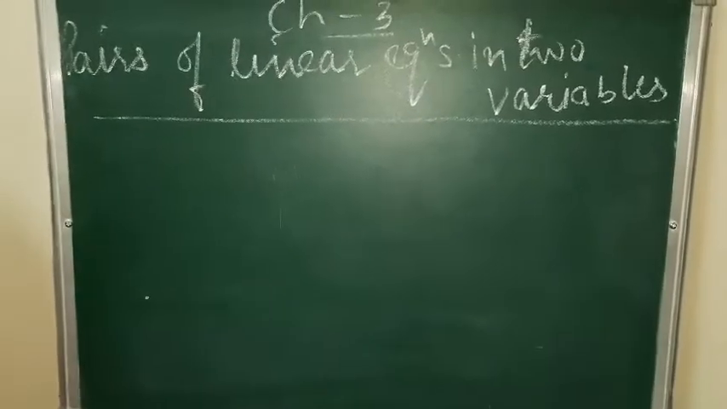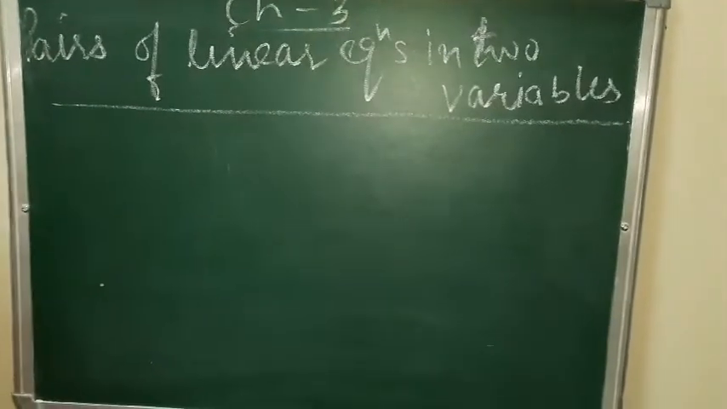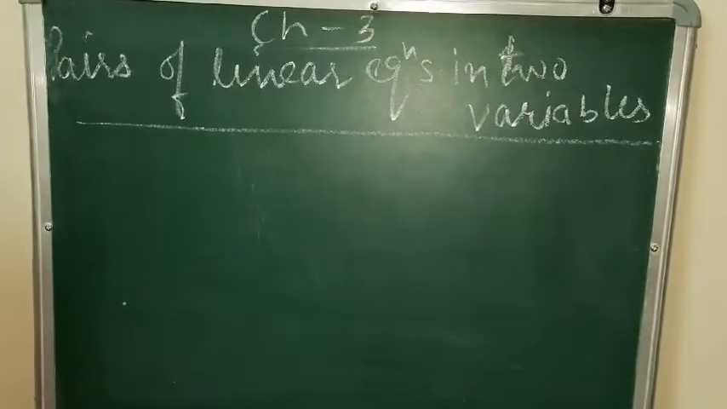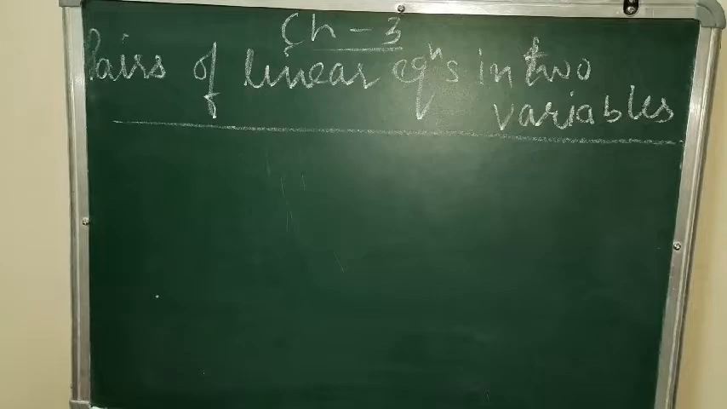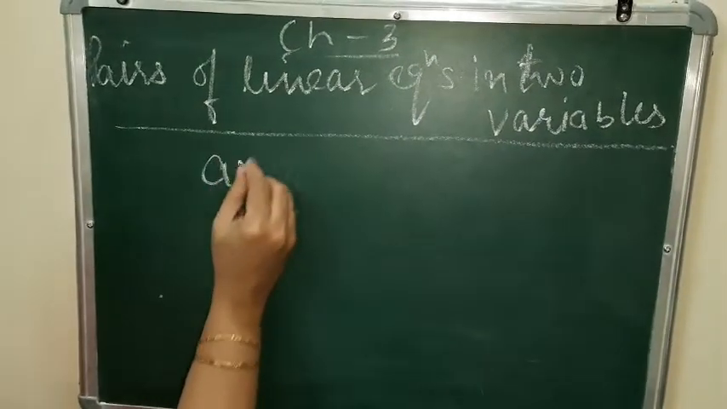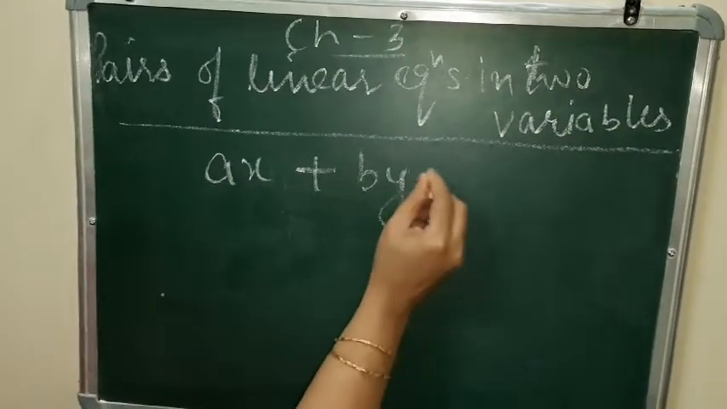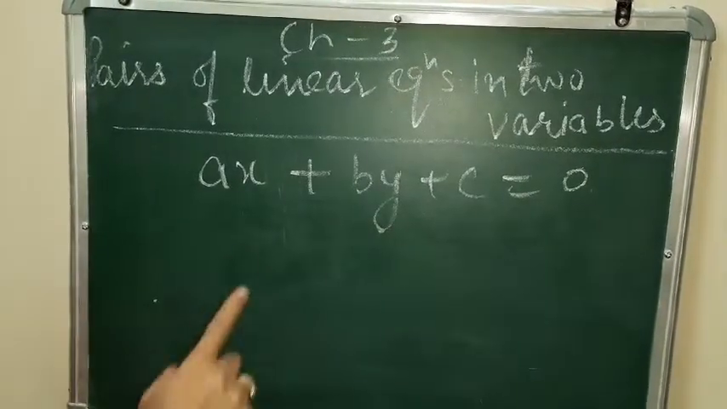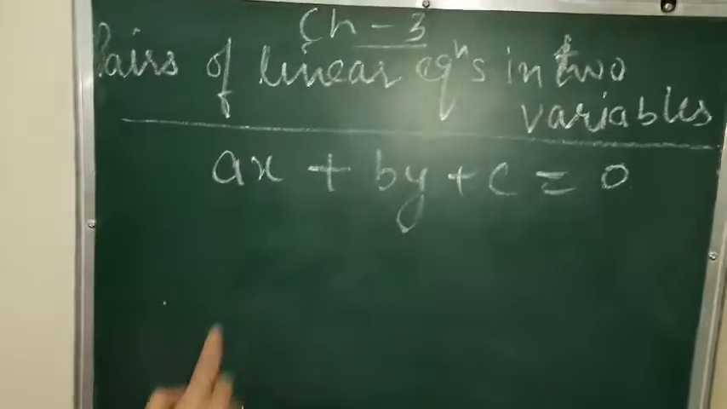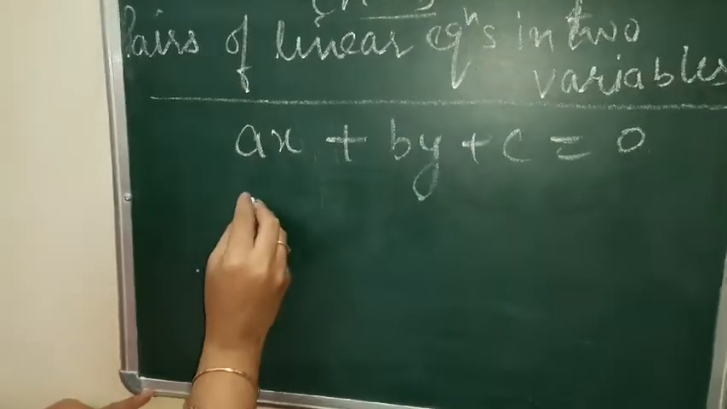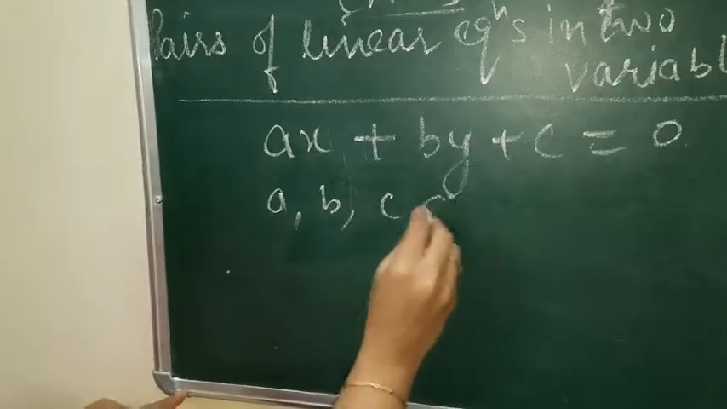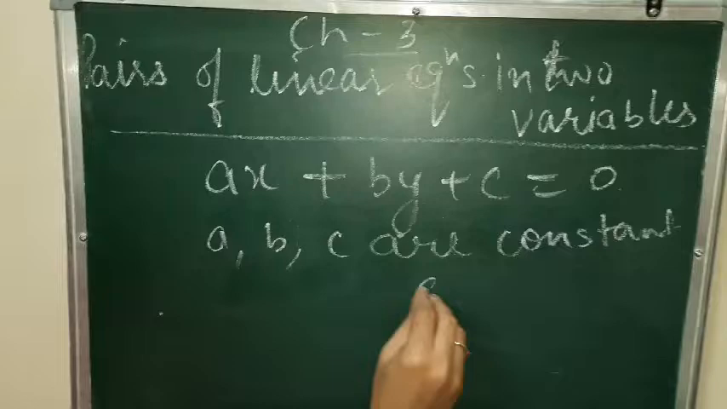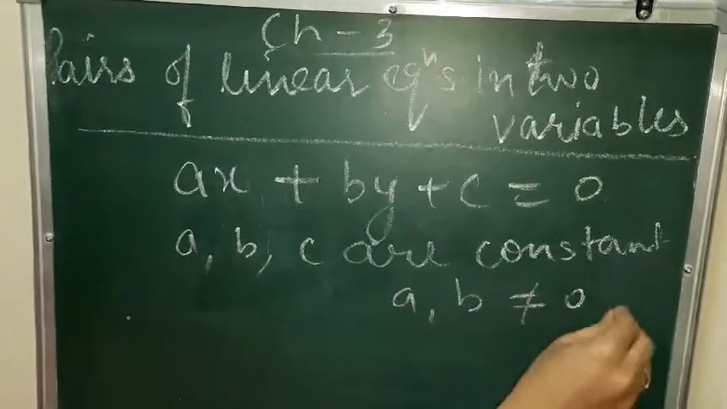Morning students. Today we are starting chapter number 3 of your book, Pairs of Linear Equations in Two Variables. In class 9, you have studied linear equations in two variables, whose general form is ax plus by plus c equal to 0. The general form is this, and here a, b, c are constants. Also, a and b are not equal to 0.